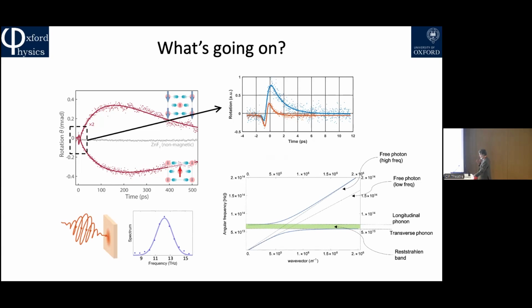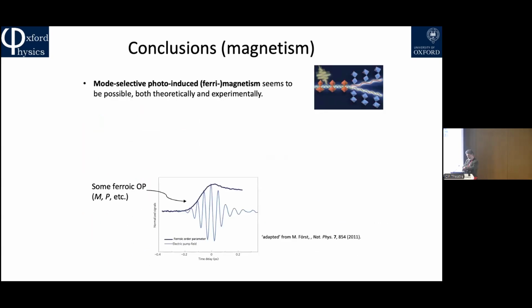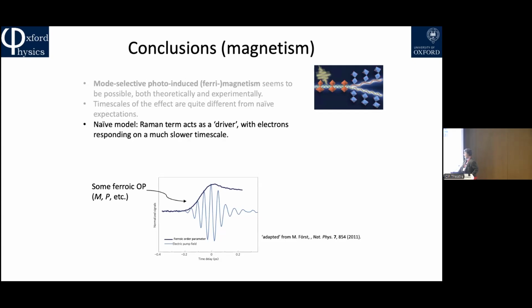But obviously, in many systems, the photophysics within the crystal is a very important consideration to understand these phenomena. Okay, so let me just conclude on the magnetism. Mode-selective pumping has been able to induce ferromagnetism, at least in the optical probes that we can use. So the prediction, which is entirely based on symmetry, was actually verified. And the timescales are quite different from what you expect naively. So the idea that the Raman term acts as a driver with the electrons responding adiabatically is kind of difficult to maintain.